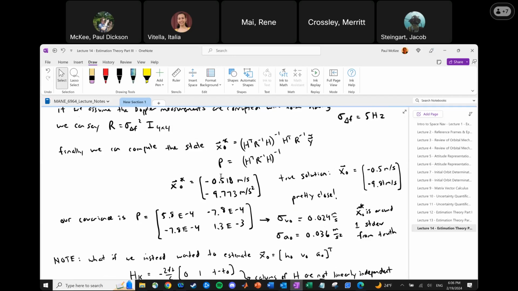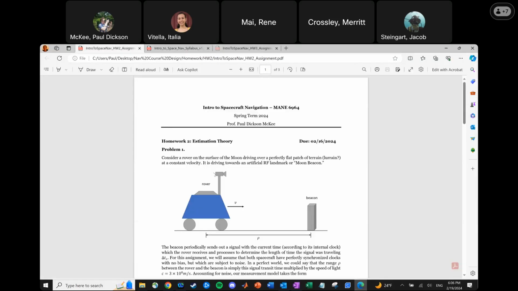Oh, I mean it's this, right? It's H transpose R inverse H, inverse, right here. But I don't think you gave us sigma, unless I've... Didn't I? Let's go read it. I don't think you did.